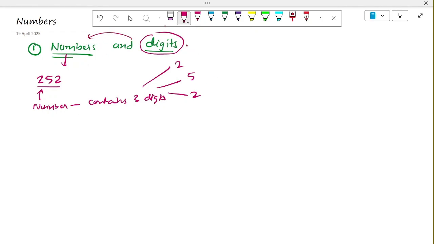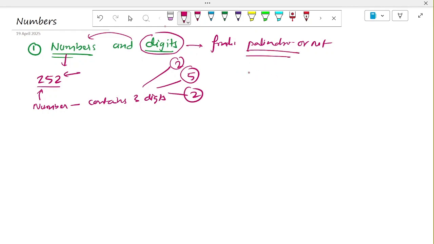This is actually very useful whenever you are solving palindrome or not problems. Right. You are trying to find out the digits of the given number by dividing it by 10. You remember, in the palindrome program, you are dividing a number by 10 and finding the units place every time.